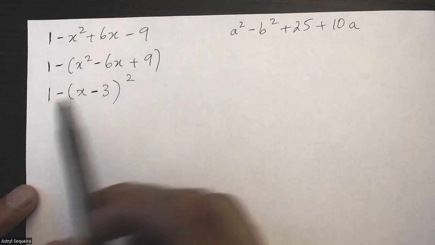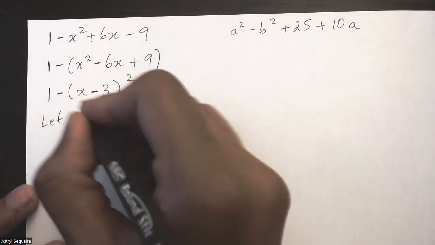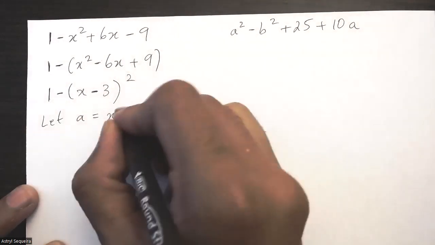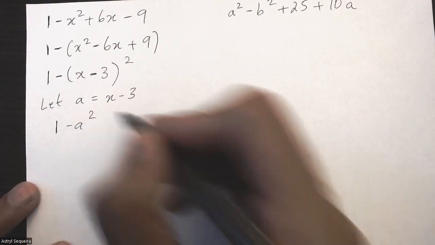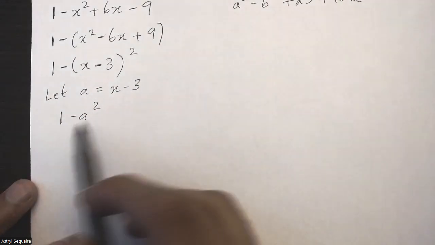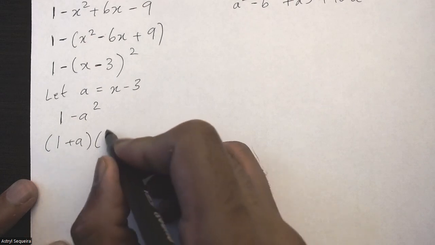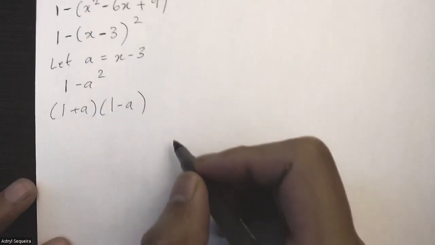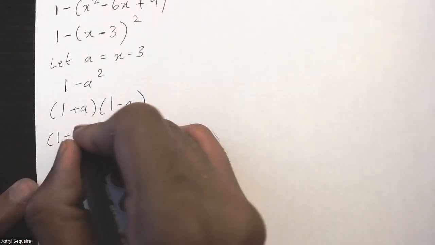I can factor this by difference of squares. Might be a bit difficult here, so you want to start with going let a equal to x minus 3, and then replace this with 1 minus a squared. And now we can factor this pretty easily with difference of squares. It's just 1 plus a times 1 minus a. We can replace the a's back with an x minus 3.